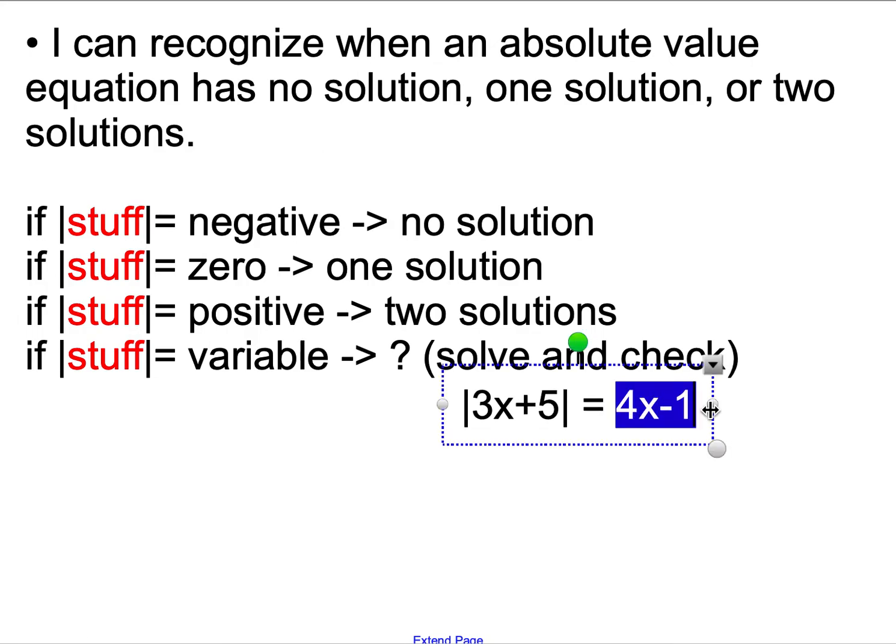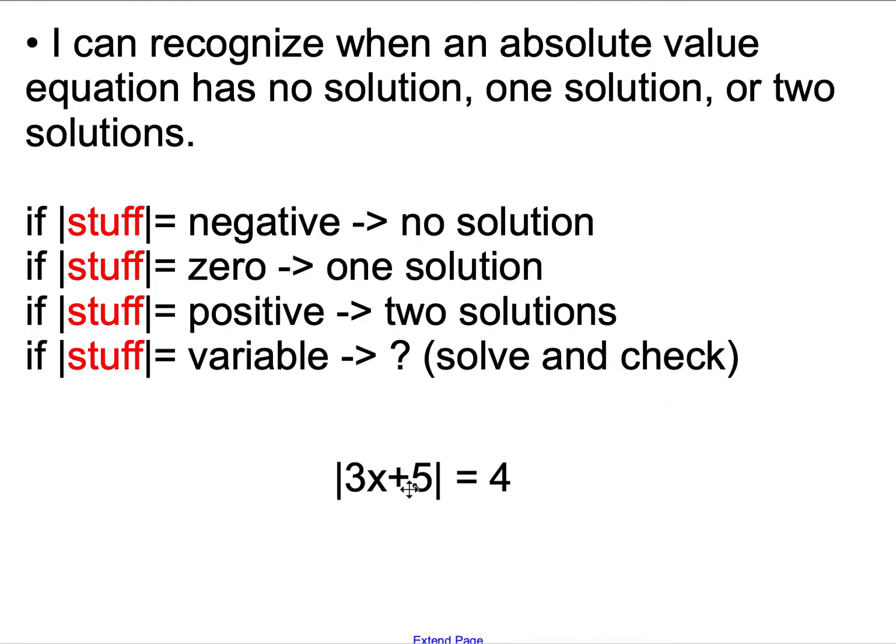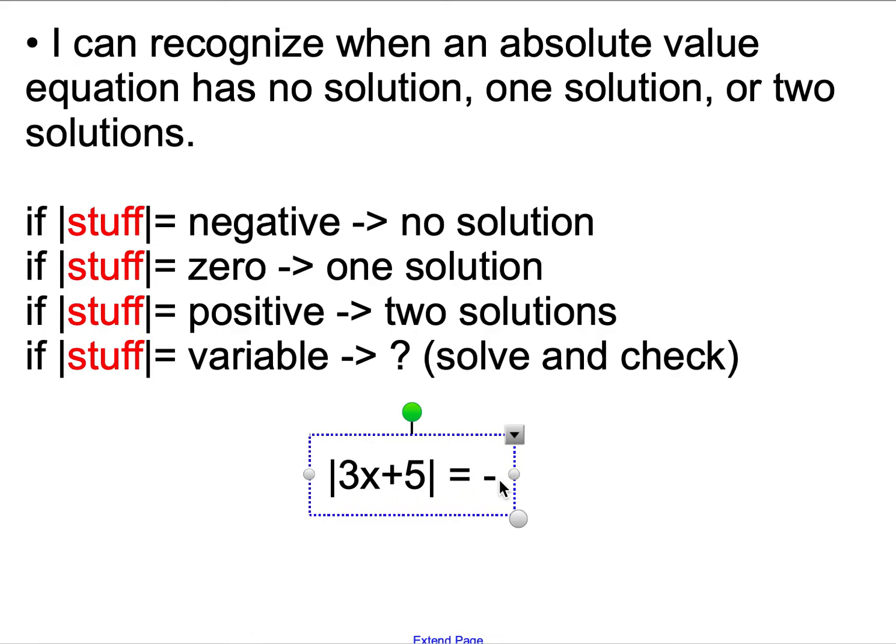If your absolute value equals a positive number like this, you are going to get 2 solutions. If your absolute value equals a 0, then you'll get 1 solution. And if it equals a negative number, you will get no solutions. So that's the basic idea there.